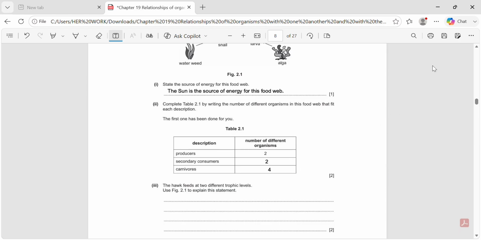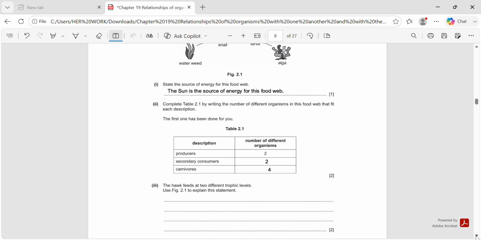Now, part 3 asks, the hawk feeds at 2 different trophic levels. Use figure 2.1 to explain this statement. Look carefully at the different feeding pathways in the food web. When the hawk feeds on snakes, the food has already passed through 4 organisms before reaching the hawk. This places the hawk at the 5th trophic level, making it a quaternary consumer. However, when the hawk feeds on water shrews, the food has passed through only 3 organisms. In this case, the hawk is feeding at the 4th trophic level and acts as a tertiary consumer.